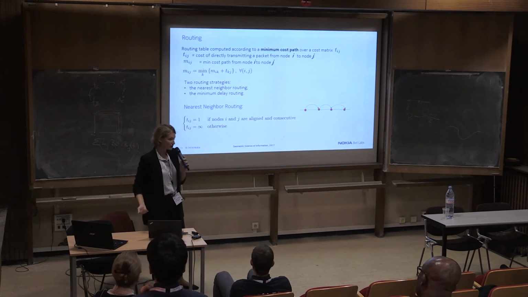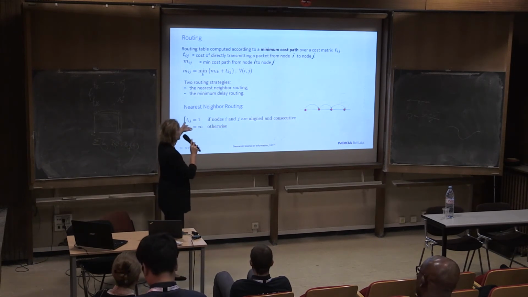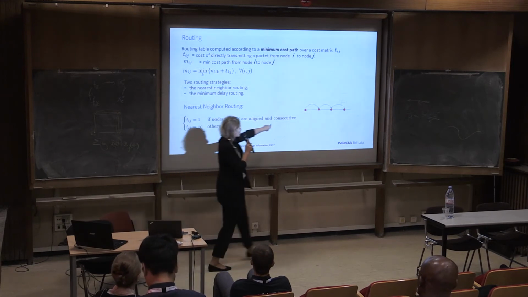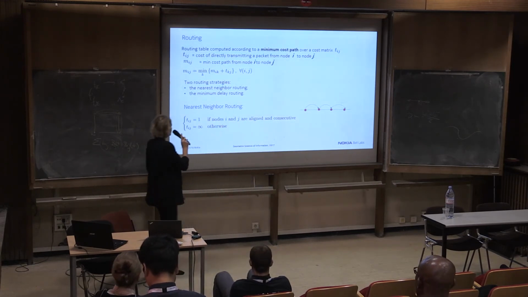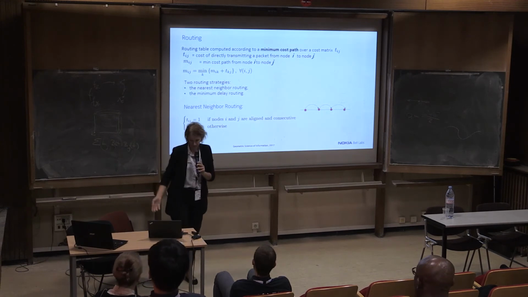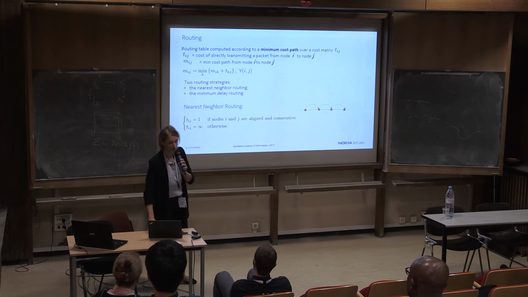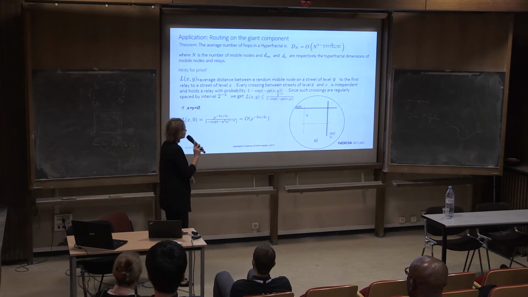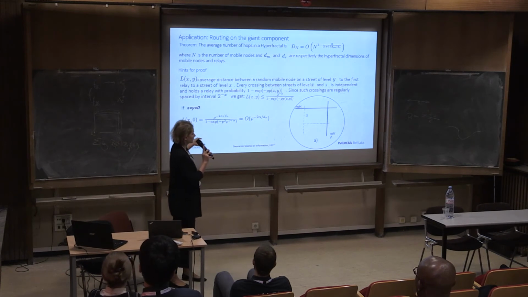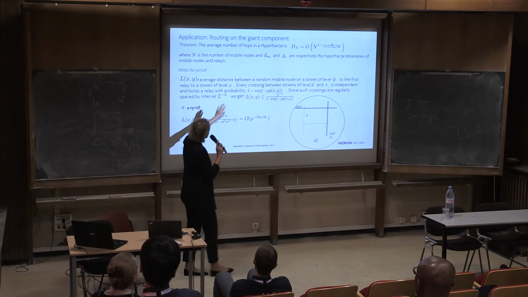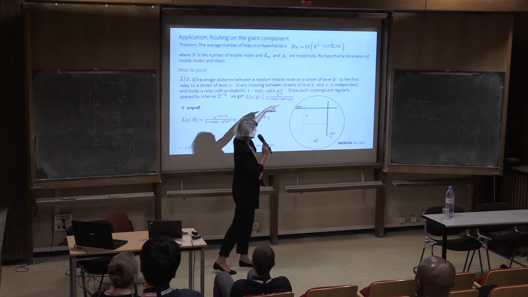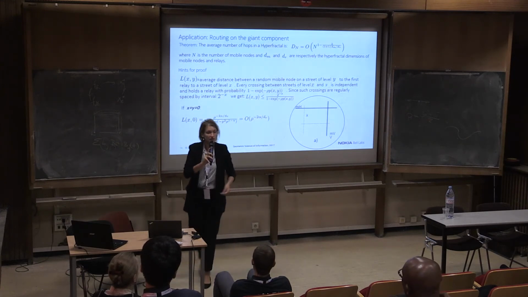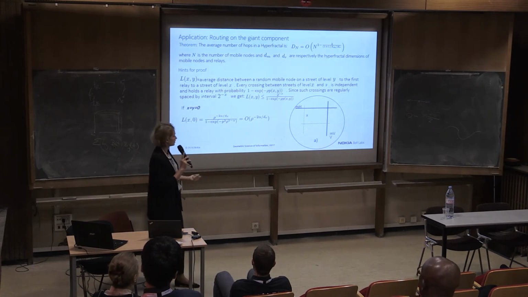We're going to consider two routing strategies: one is nearest neighbor routing, so it's just hop by hop from one node to another, and the other is minimum delay routing, which you might implement using the Dijkstra algorithm. For the routing we have another theorem, which we validated in both setups, saying that we can compute the average number of hops in a hyperfractal, and the expression is again a function of the fractal dimension of the nodes and the fractal dimension of the relays.